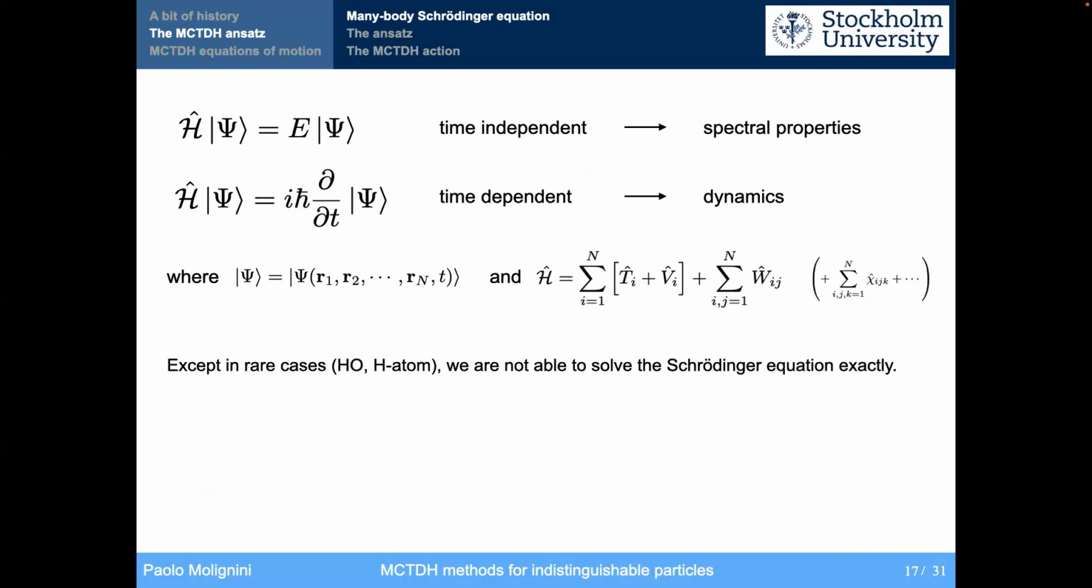So if we want to solve the many-body Schrödinger equation, except in rare cases like the well-known hydrogen atom or harmonic oscillators, we cannot really do it exactly, so we need to resort to numerical approximations.